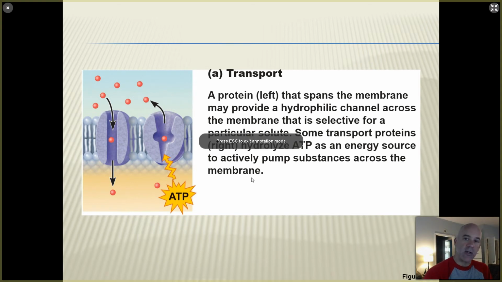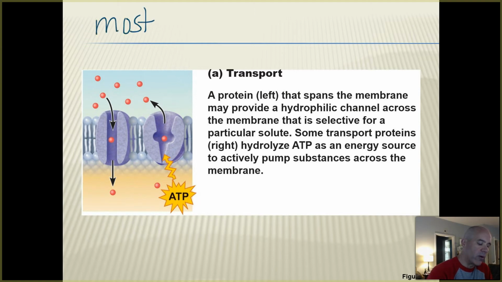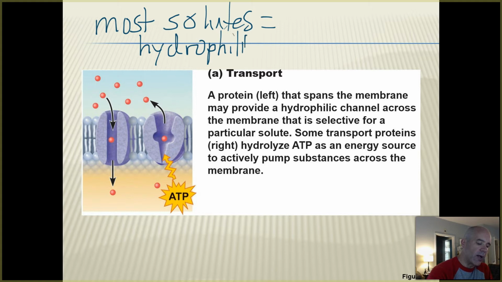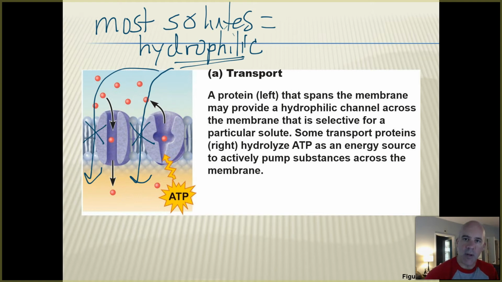As I've already mentioned, we talked about the barrier properties of the plasma membrane because of those fatty acid tails that you have in there. We've also talked about how most solutes, dissolved substances in your intracellular and extracellular fluids, are hydrophilic. And guess what? That means they cannot freely get across the plasma membrane. They don't like those fatty acid tails. They can't get past them because they hate them. They can't interact with them in any way.